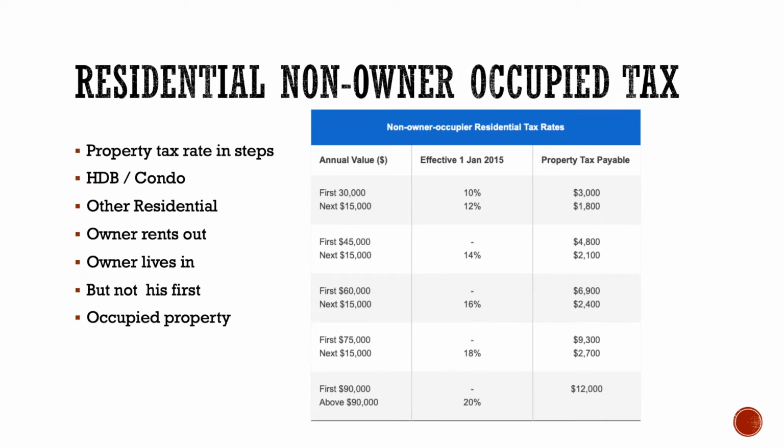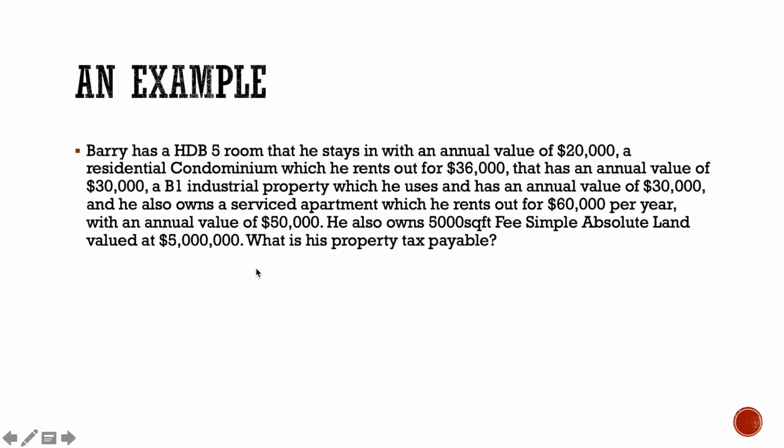For residential property that is non-owner occupied, what that means is you are not living in that property. Again, same as your owner-occupied tax rate, it is in steps, and this covers HDB, condo, other residential properties like landed properties. Now, this will apply to people who rent out a property, or you still live in it, but it is not your first occupied property.